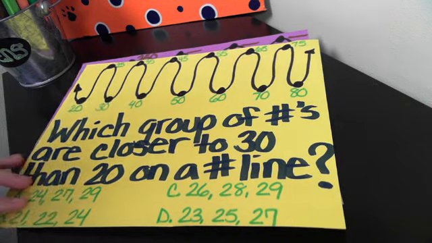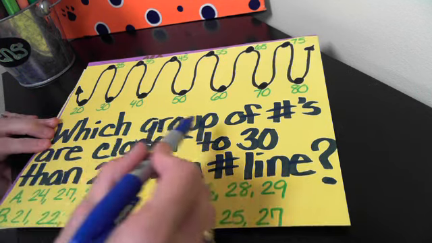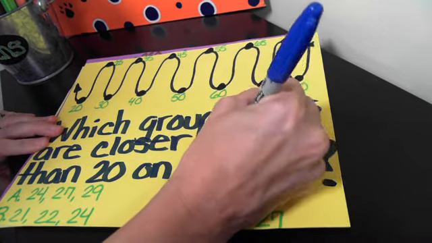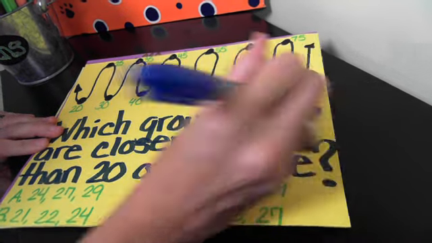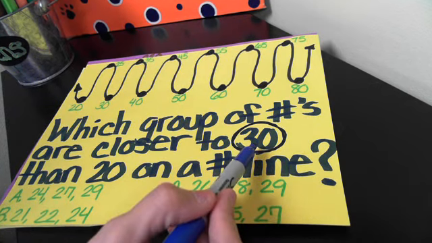Another quick one, guys, that you might see, it'll ask you which group of numbers are closer to 30 than 20 on a number line. We're still using our boundaries and our midpoint to help us decide that. So we want to know which one is closer to 30. So I'm going to circle 'to 30 than 20.' So which one do we want, Miss Athel? The 30 or the 20? We want the 30. So we circle this one to remind us the 30.